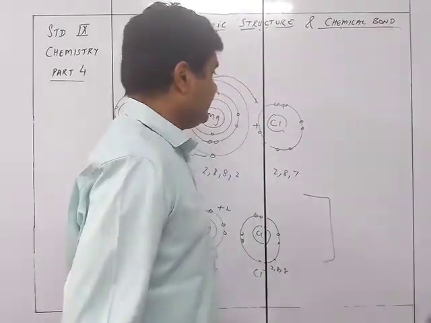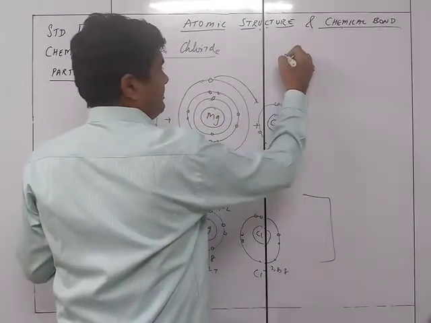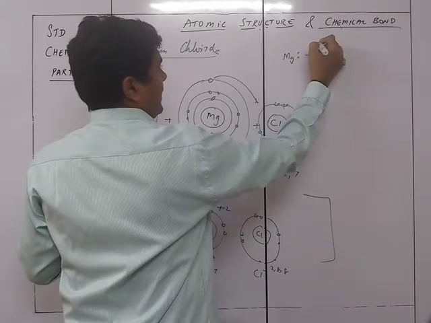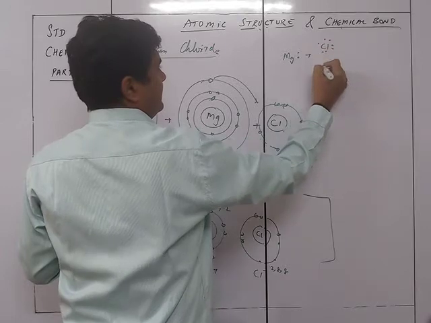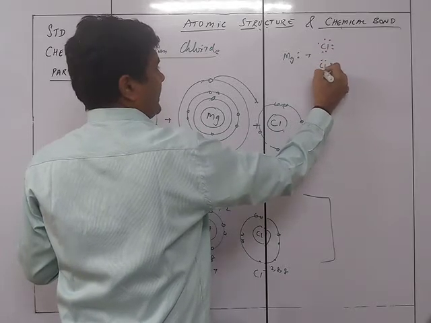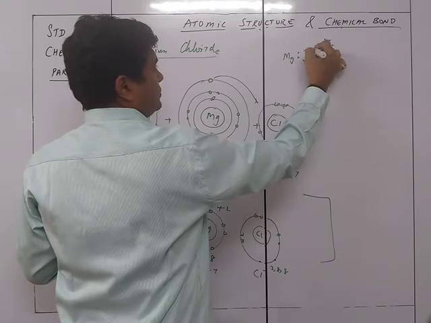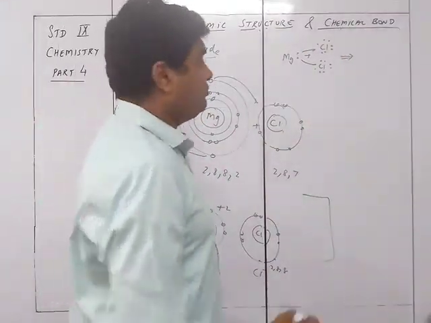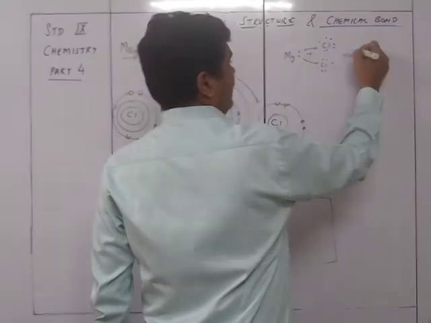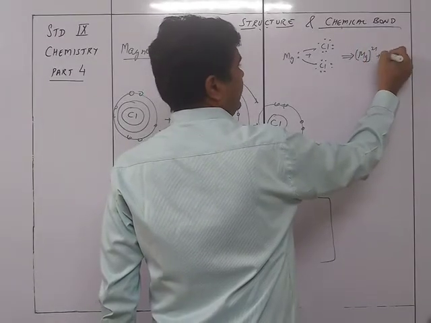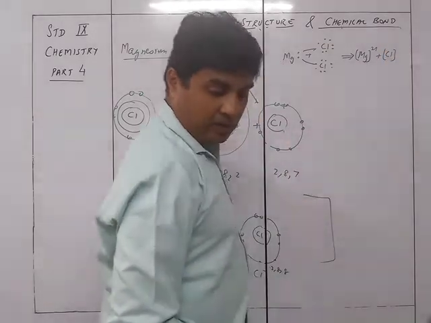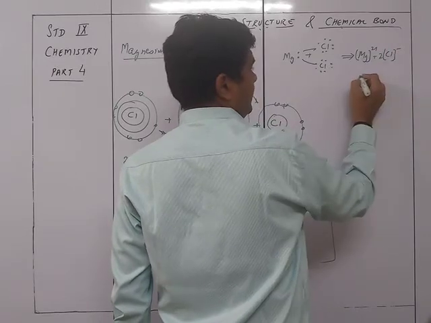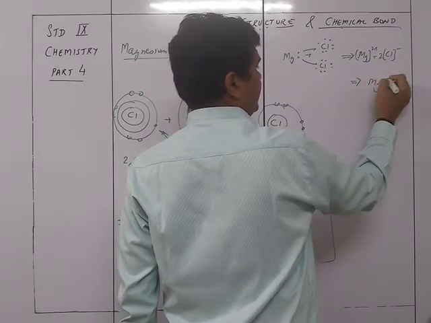If you want to see the dot diagram of this, it will be like this. It will be Mg and then 2 dots here, and then plus Cl 1, 2, 3, 4, 5, 6, 7. Cl 1, 2, 3, 4, 5, 6, 7. One goes here, one goes here, and this gives you the resultant over here as Mg 2 plus and plus 2Cl minus 1 to give you the resultant MgCl2.